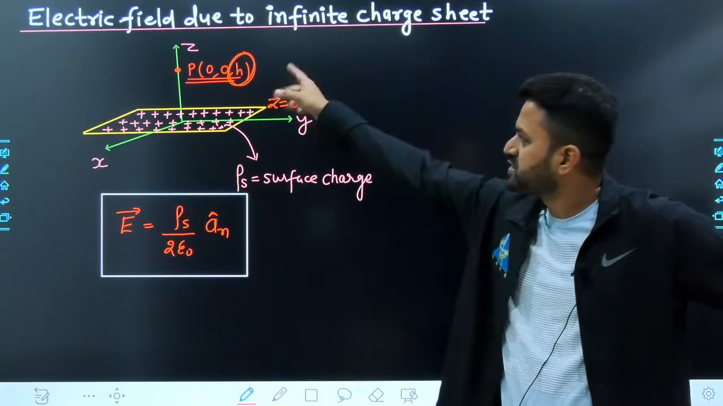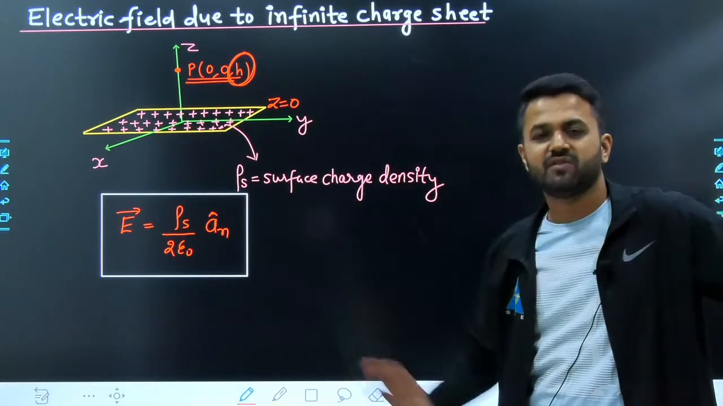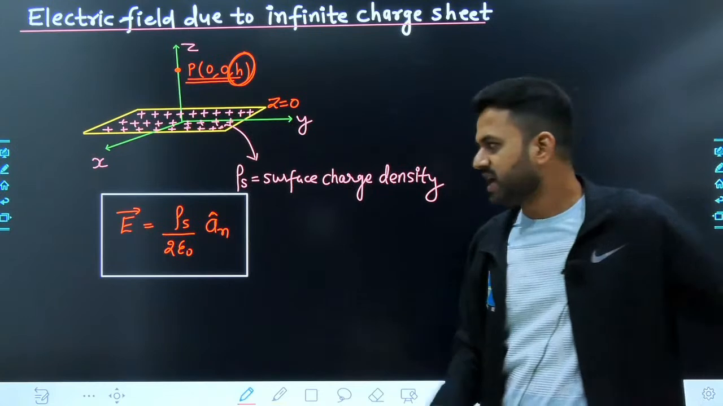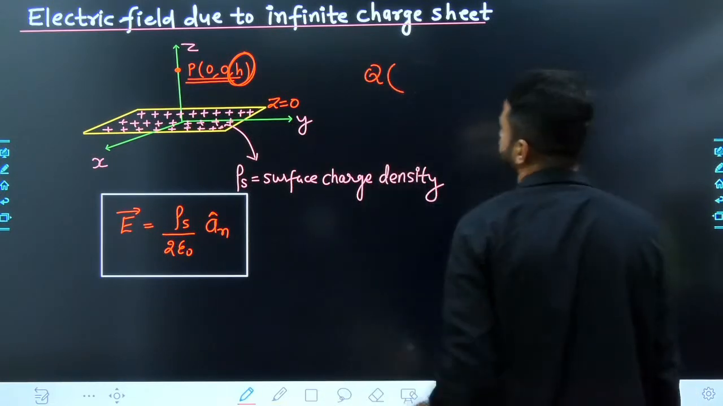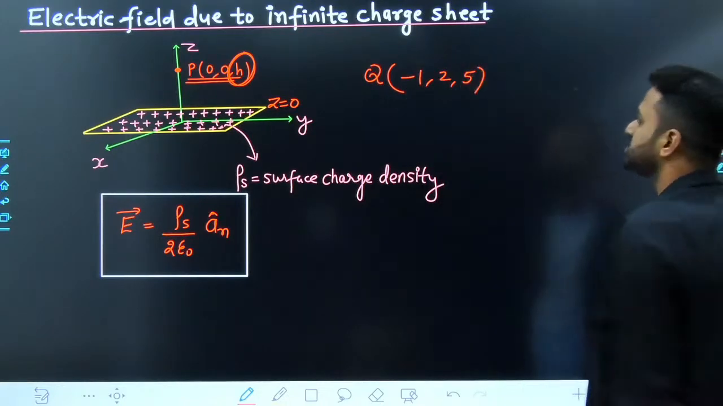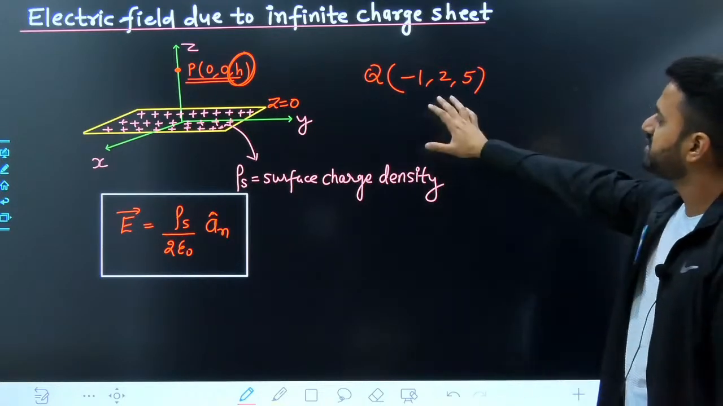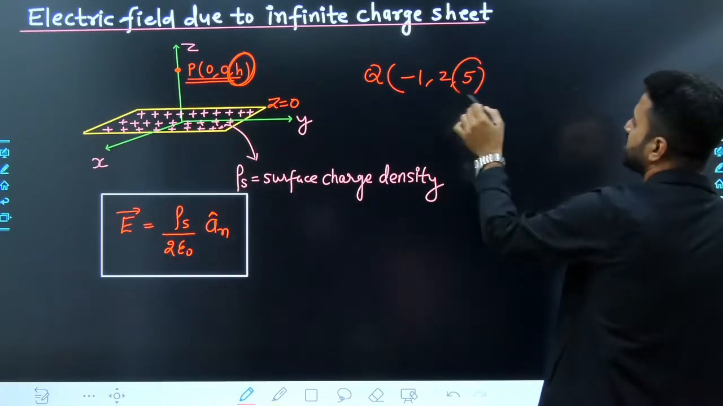So z equal to 0, z equal to h, you are moving in the positive direction, so this unit normal vector will be positive z. If somewhere at any point Q, somewhere there at (-1, 2, 5), you don't bother about this x and y, just focus on the value of z. The value of z is 5.